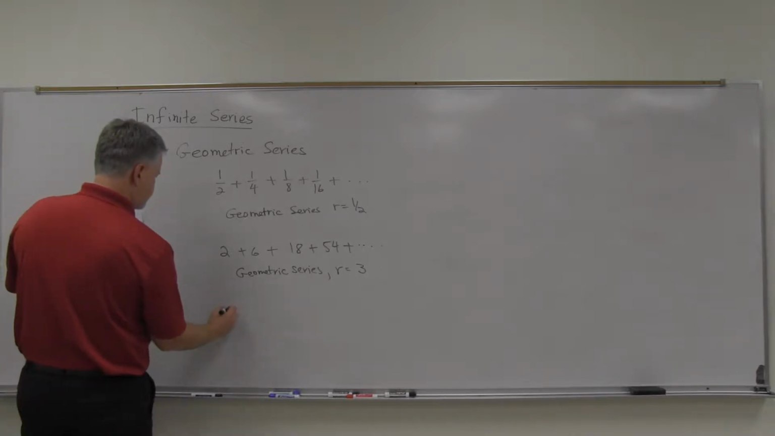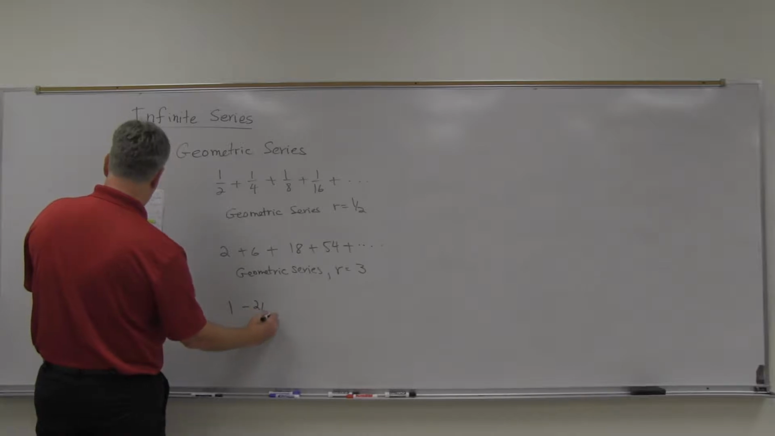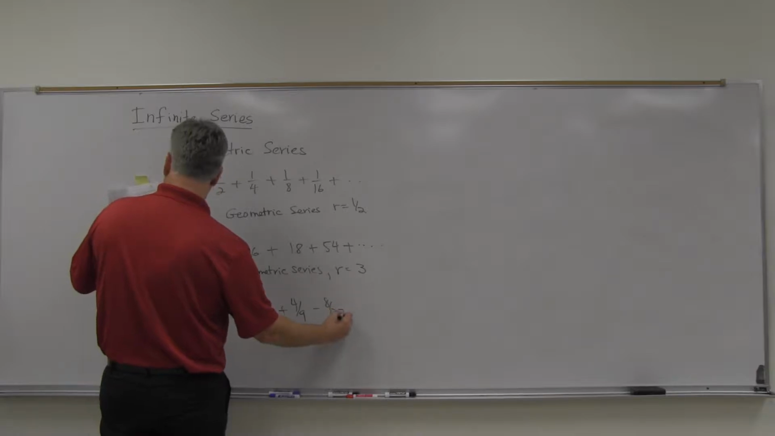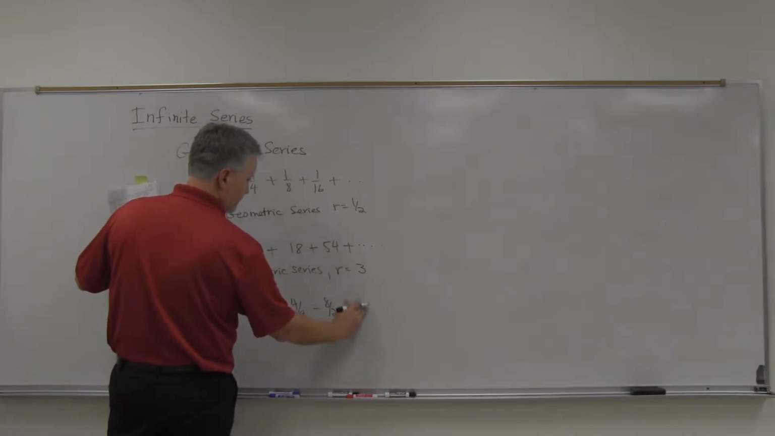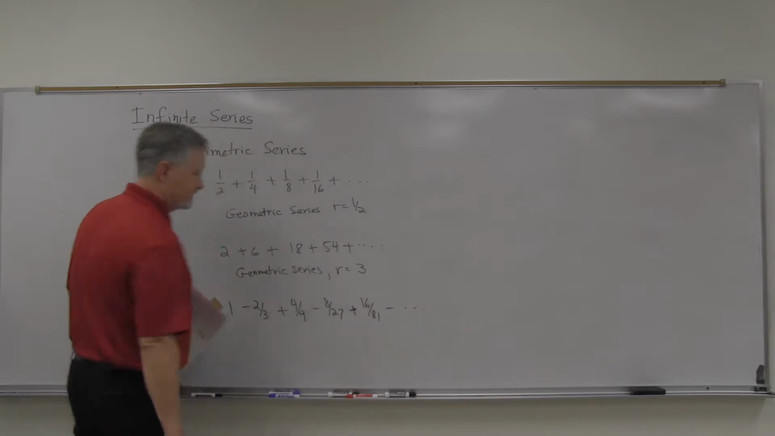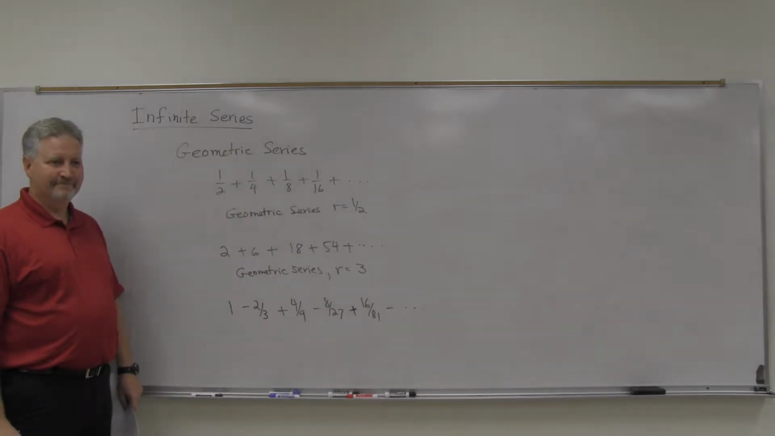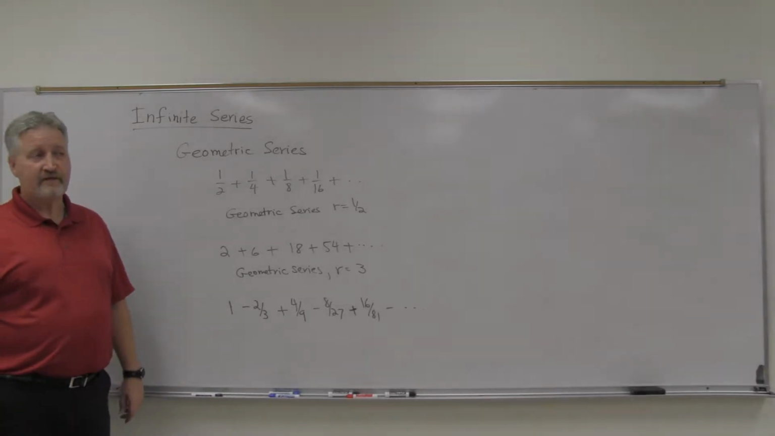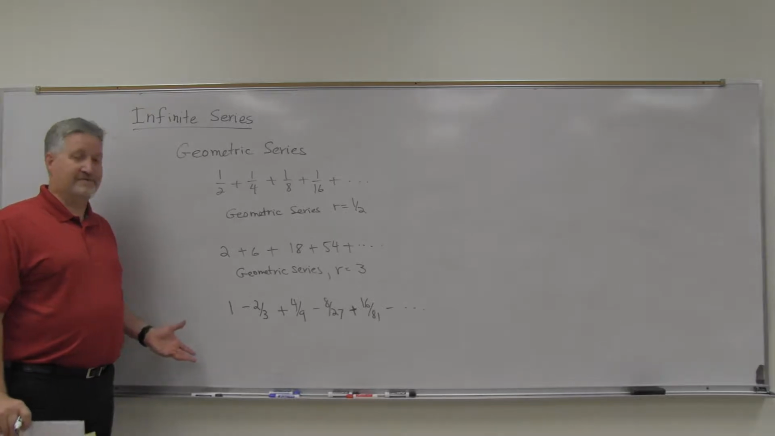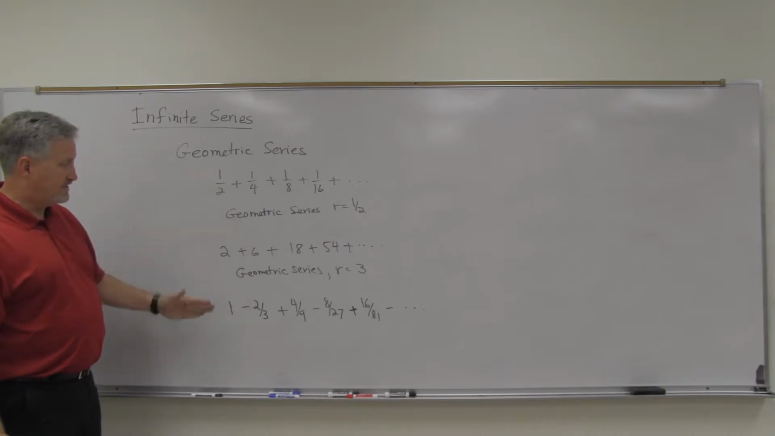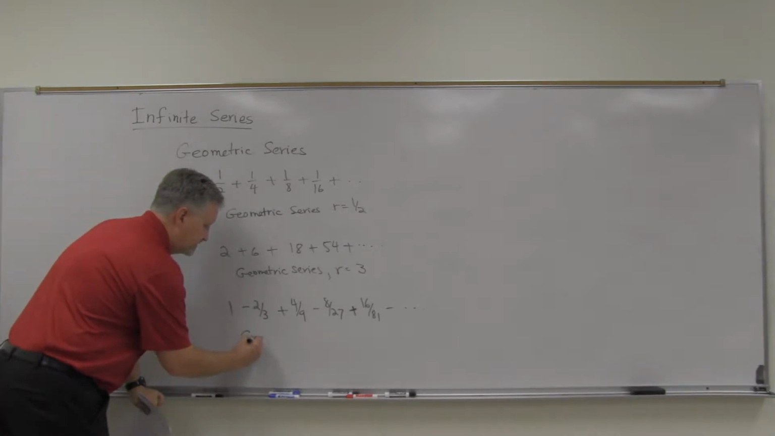What about this one? 1 minus 2/3 plus 4/9 minus 8/27 plus 16 over 81 minus, etc. Is that a geometric series? Yep. Yeah, we haven't talked about it yet, but a series doesn't have to be just adding terms. You can have some subtraction in it. In this case, we're alternating between addition and subtraction. But yeah, this is a geometric series.